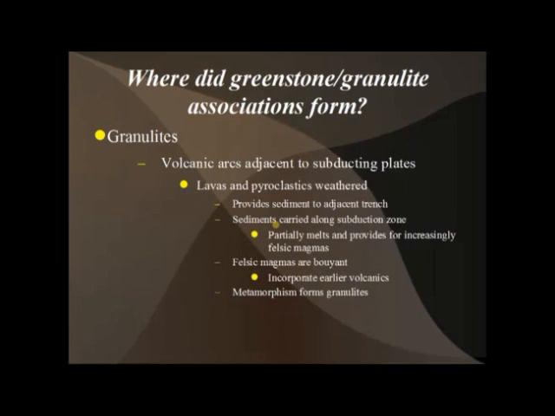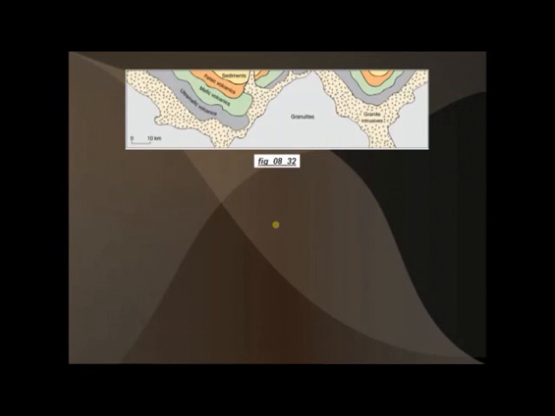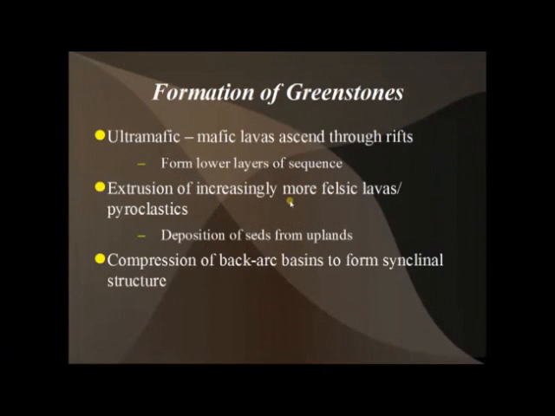Now, it's important to say that this is a part of the plate tectonic model, so we have horizontal motion. And so we've got the granulites that have formed. Again, just by simple subduction, bringing down sediments that are incorporated into an increasingly felsic-rich magma that crystallizes here. But how do we form these guys? How do we form the greenstones?